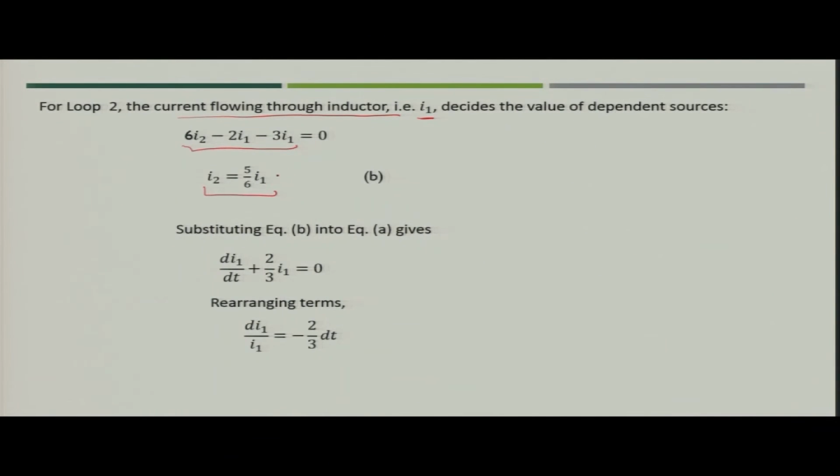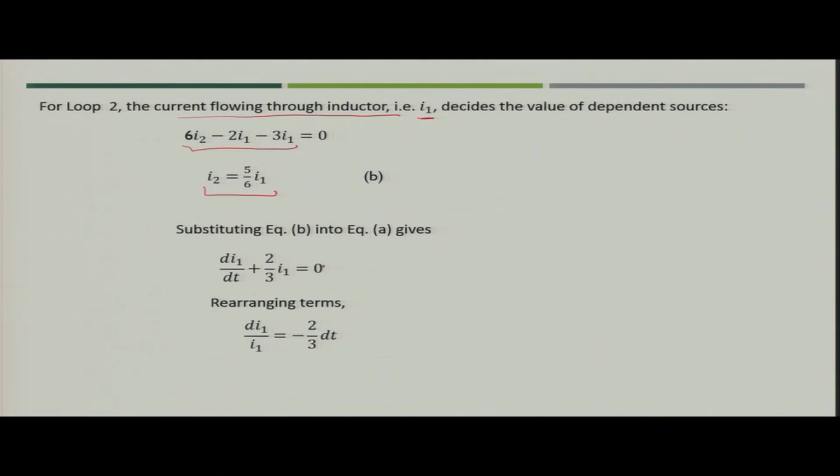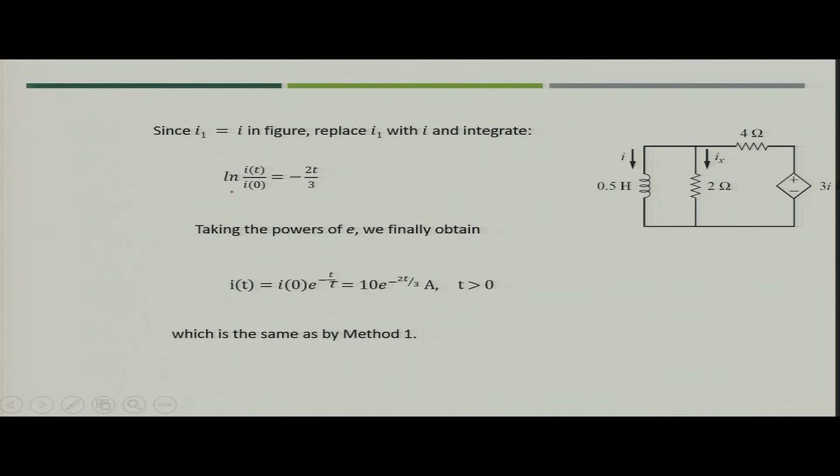Now, let us substitute the value of I2 in the equation which we just calculated using the mesh equation for loop 1. If you put the value, this will become di1 by dt plus 2 by 3 I1 is equal to 0. Now, you can rearrange it: di1 by I1 is equal to minus 2 by 3 dt, or you can take the integration on both sides. You will get ln of I1 by I naught is equal to minus 2 by 3 t. I naught is nothing but 10, we know.